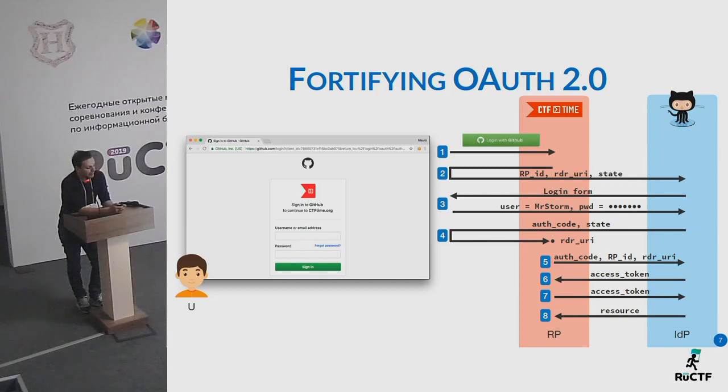And in step 4 of the protocol, we have the authorization code, which is a secret issued by the IDP, and which must be communicated to the relying party, so CTF time, in order to redeem an access token, which is used in the later steps of the protocol in order to access the user resources or the user identity at the identity provider. And moreover, in step 4, we also have the state parameter that was communicated at step 2.